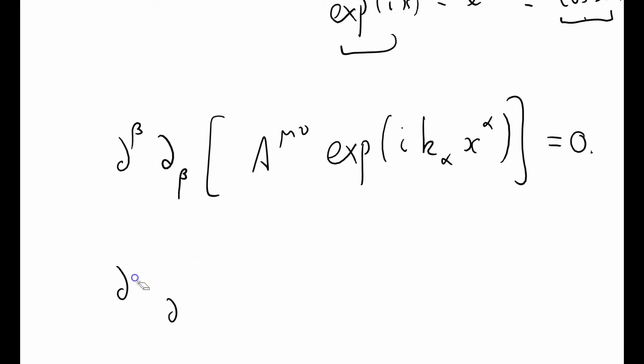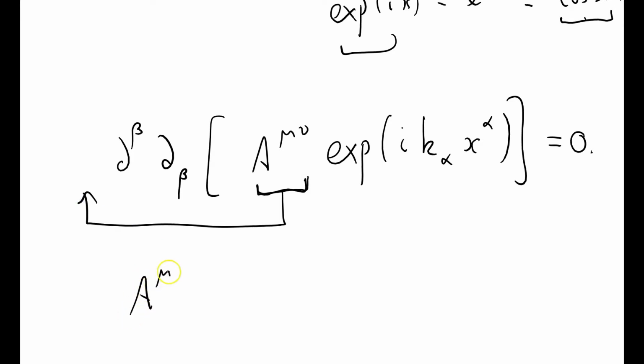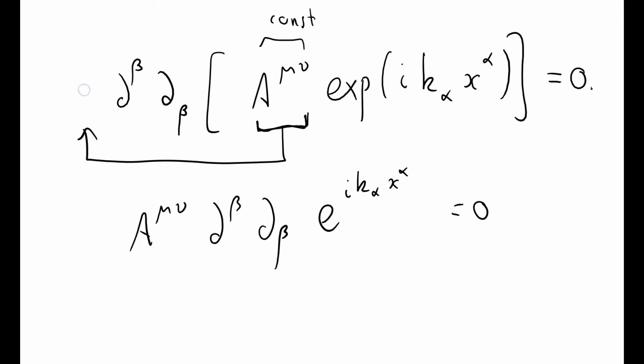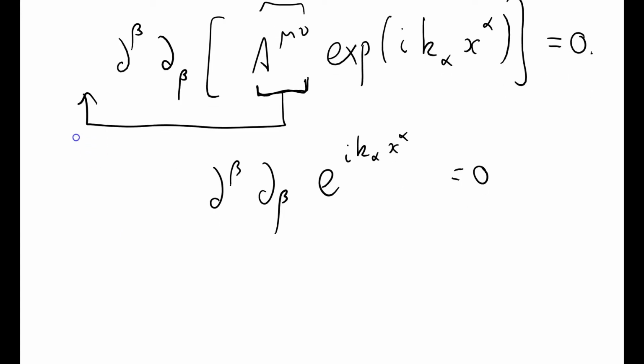Actually, there's something I need to do first. What I need to do is to observe that this a^μν here is constant, and so it can move to the left-hand side. So a^μν ∂β e to the i k_α x^α equals 0. We've just observed that this is constant, and so it commutes past our differentiation. Now, if I assume that my tensor here is not equal to 0, I can just cancel it out, because the right-hand side equals 0, so I just know that this term is equal to 0. Well, that's nice. You see how I'm gradually simplifying it?